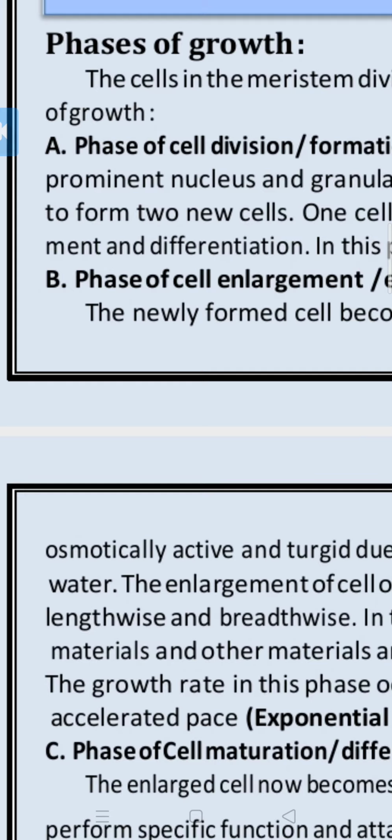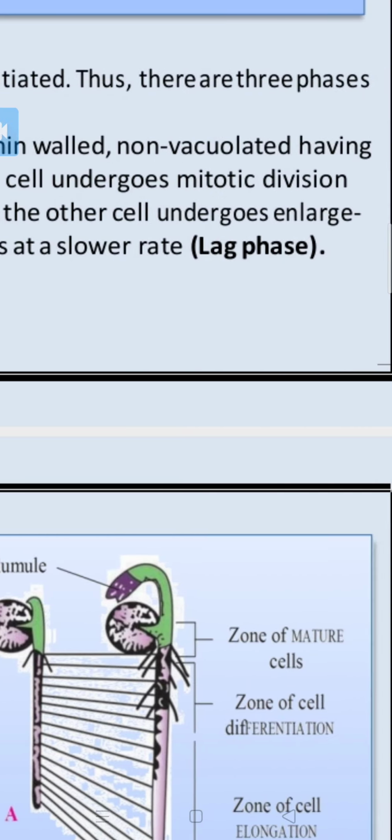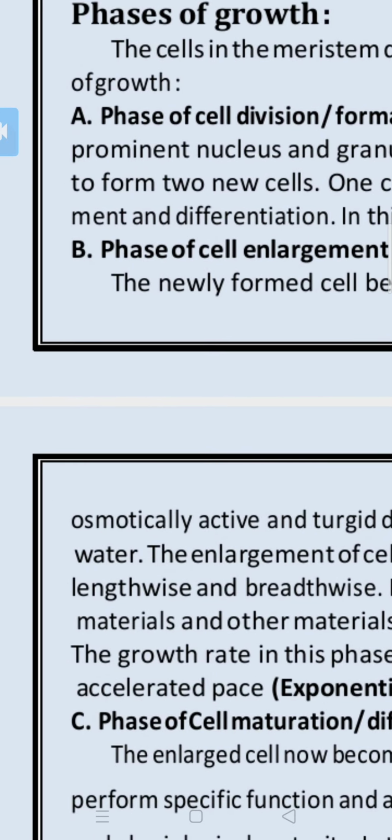Today, we are going to study about the phases of growth in plant. So, we will start now. Phases of growth. The cells in the meristem divide, enlarge, and get differentiated. Thus, there are three phases of growth.